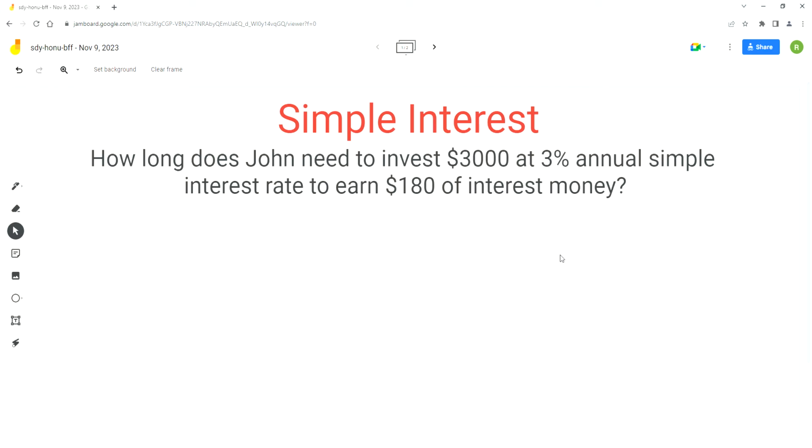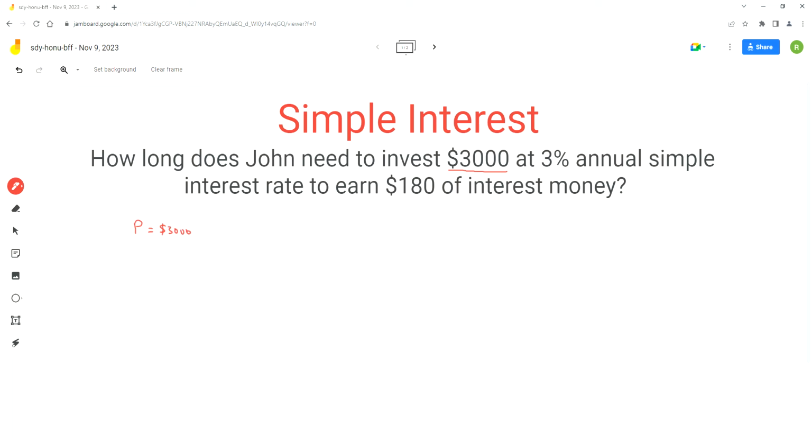So the first thing we should do in this type of problem is to list the givens in the problem. So here we are given that John wants to invest $3,000. So this amount, $3,000, is the initial amount or the investment amount. So this is the variable P. That's the principal amount, and the principal amount here is $3,000.